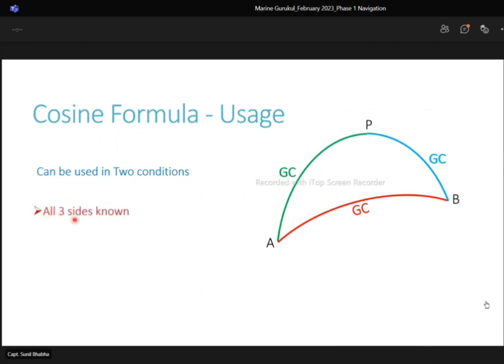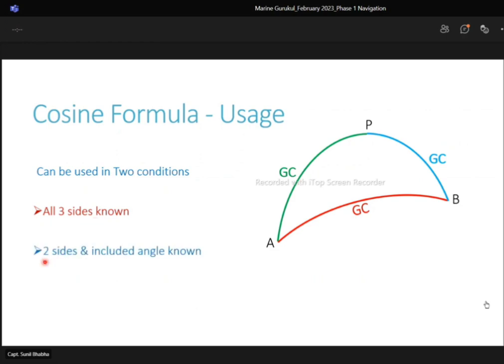Number one is when all the three sides of this spherical triangle are known to us. PA, PB, and AB, all three sides are known to us. Then we can apply this cosine formula and we can calculate all the remaining angles of this triangle. Angle P, angle A, angle B, all three can be easily calculated. We just saw in the formula itself, on the right hand side, we have all the sides. So having all the sides known to us, any of the angles can be found out.